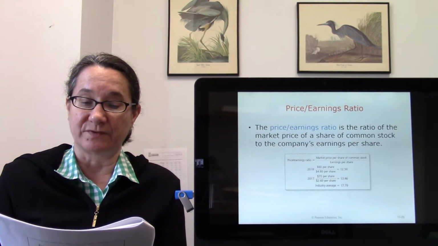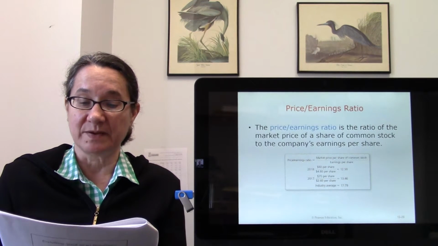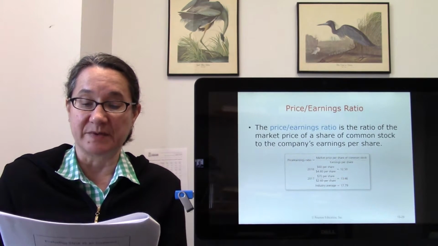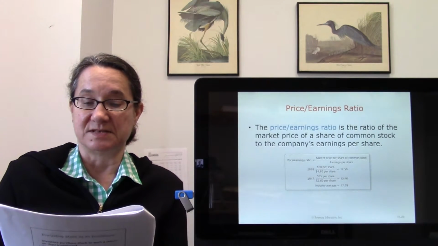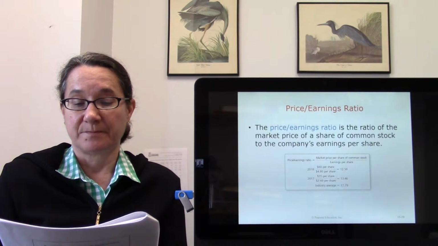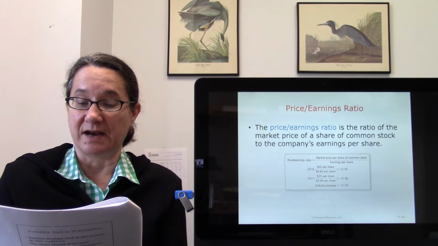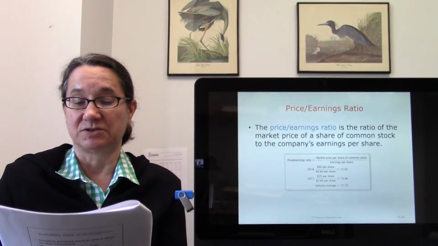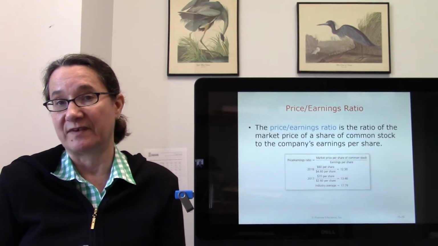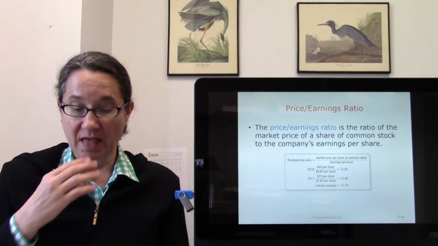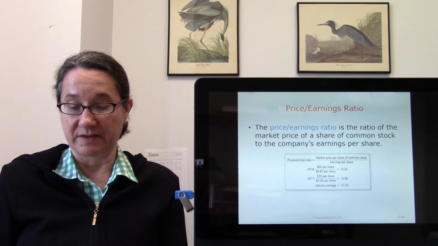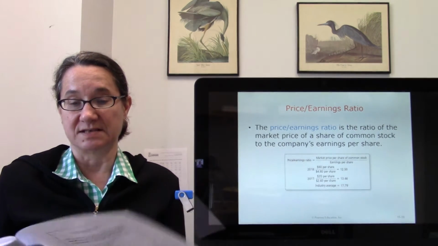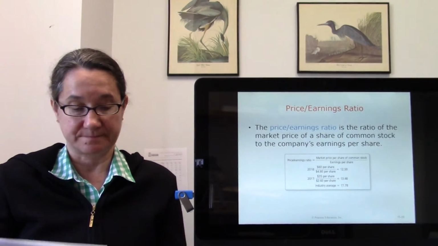And in our example for 2018, at the time this was done, which is probably December 31st, the stock was selling for $60 per share. Their EPS was $4.8 per share, so that's a PE ratio of 12.5. The industry average is 17.79, so we're slightly lower than that, so they don't value us quite as much as they do other companies.